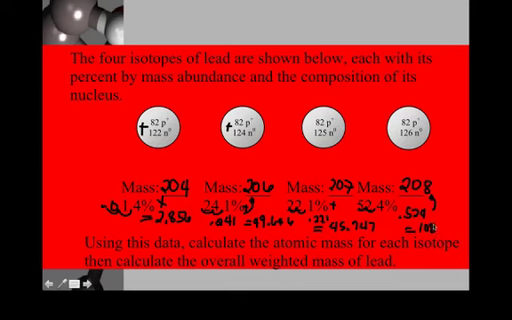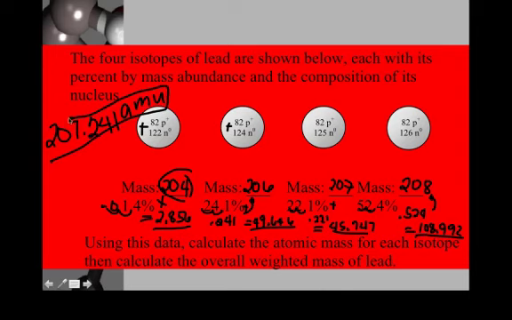Now, the question says, using this data, calculate the atomic mass for each isotope and then calculate the overall weighted mass of this element. We already got the atomic mass. Our last step is just to add all of the products. I got 207.241 AMUs. You better have units after your numbers, or they are called naked numbers. That's the overall weighted mass of lead.